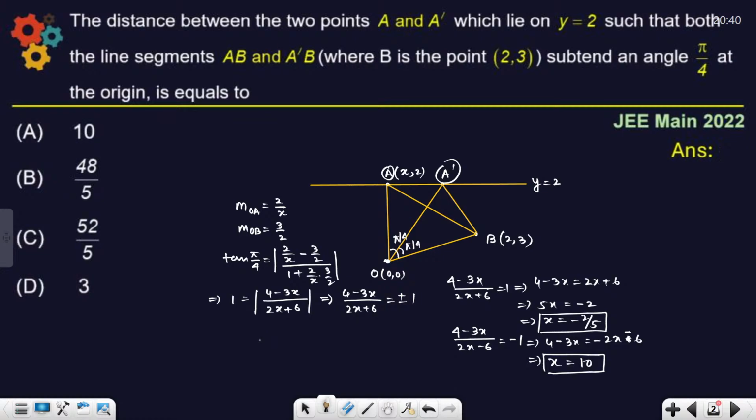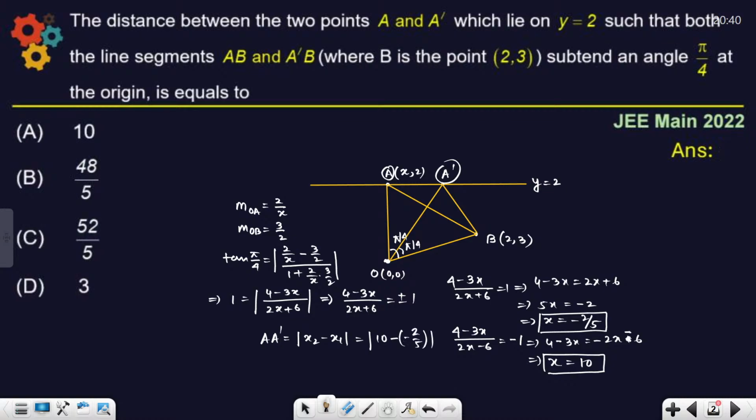Therefore, the distance between A and A dash, we can use the distance formula, or we can simply subtract the abscissae since it is on the line y equals 2, which is parallel to the x-axis. So the distance between A and A dash will be x2 minus x1, which will give us 10 minus (minus 2 by 5). It is the same.